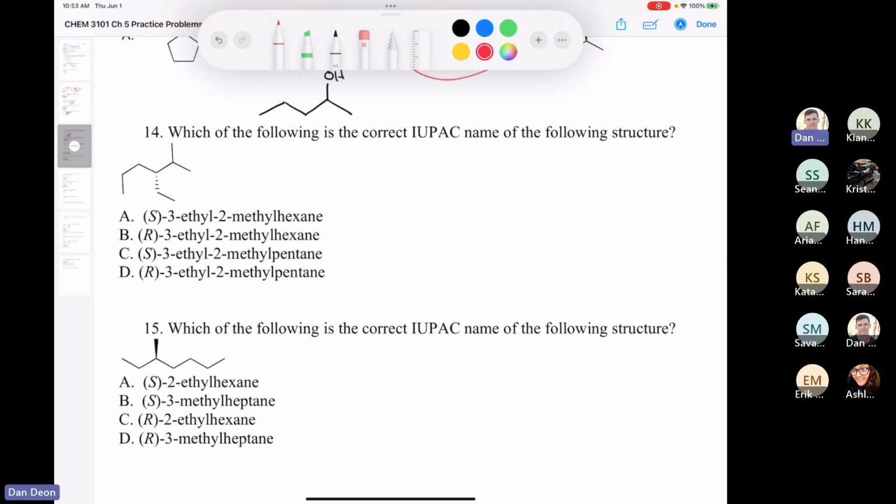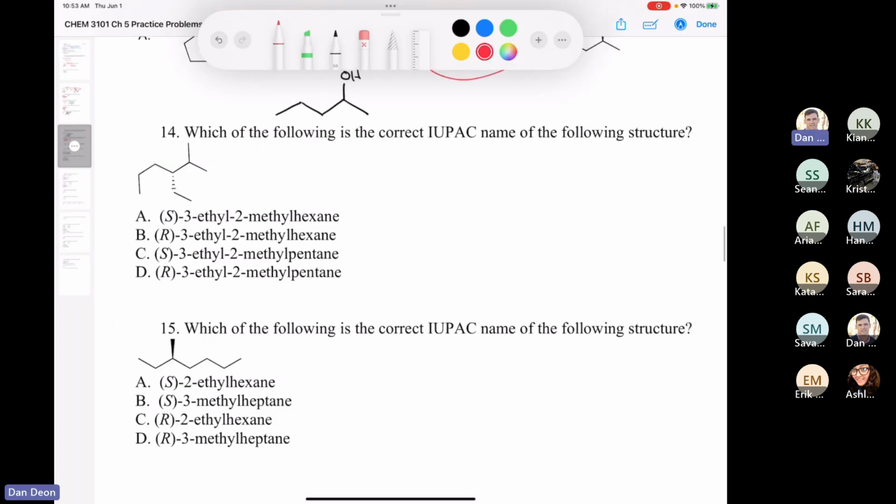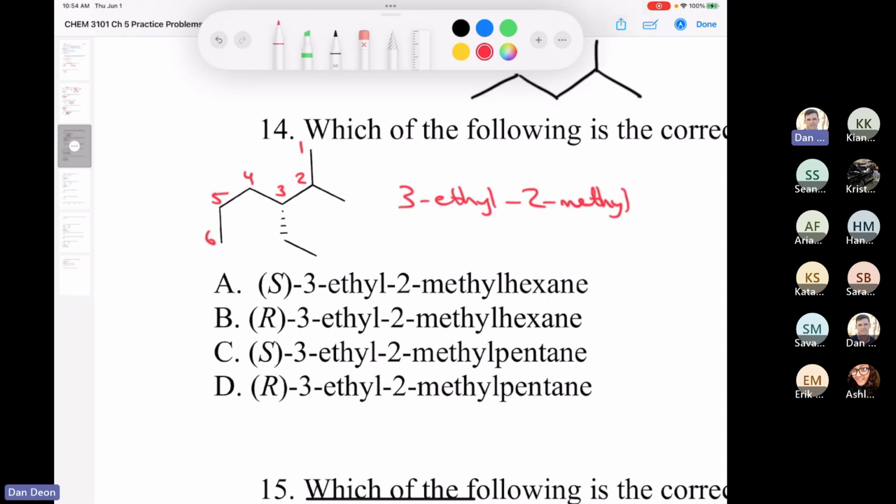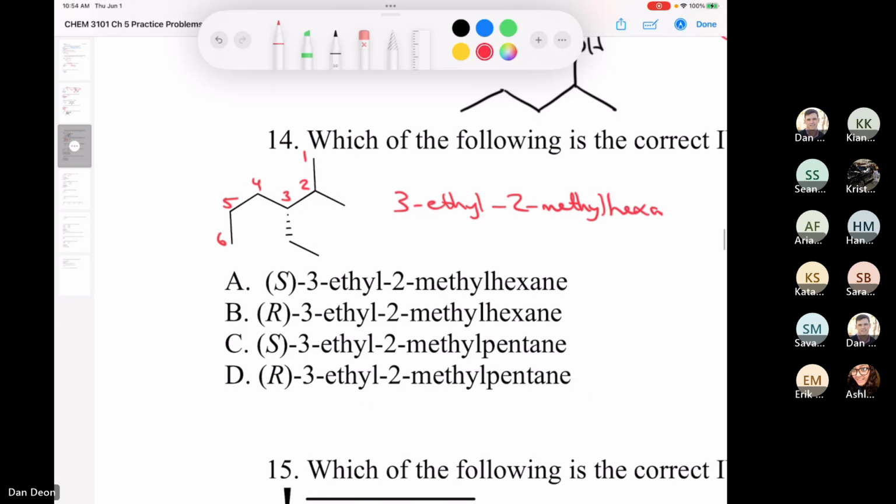All right, what's the correct IUPAC name for the following structure? So this is just a little bit of nomenclature for us. If we want to number this compound correctly, we're going to have to go something like this. So 1, 2, 3, 4, 5, 6. So we've got a 3-ethyl, 2-methyl hexane. Oh, jeepers, they're all 3-ethyl. No, sorry, the last two are wrong. So it's got to be either A or B.